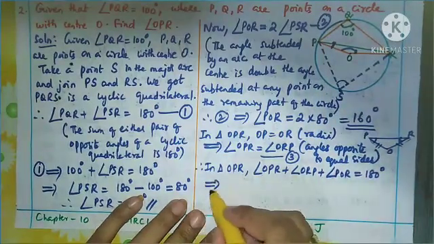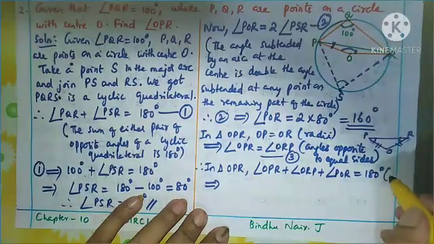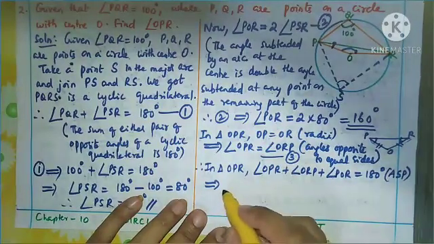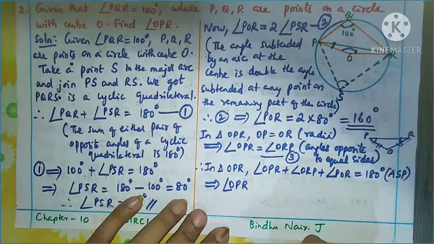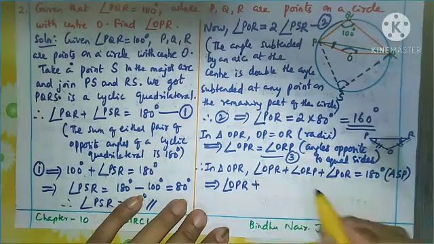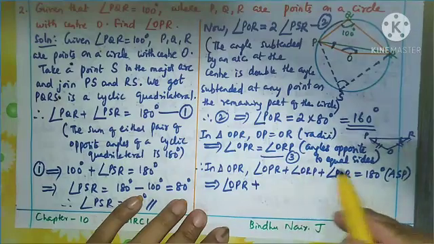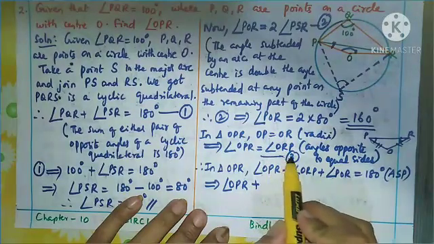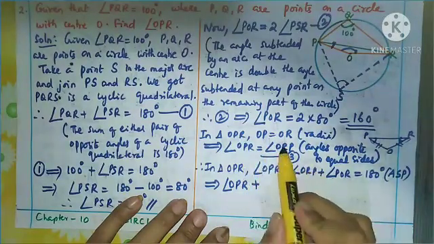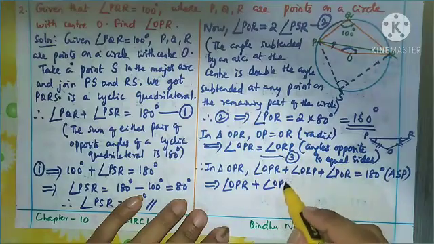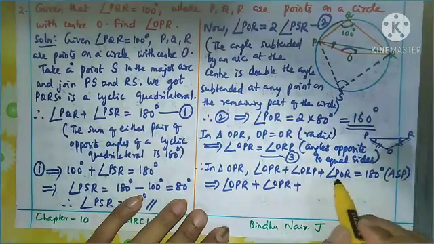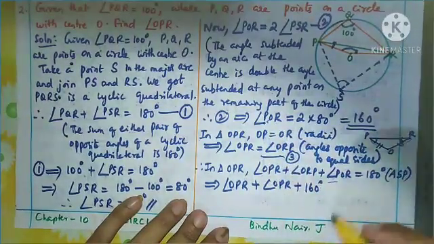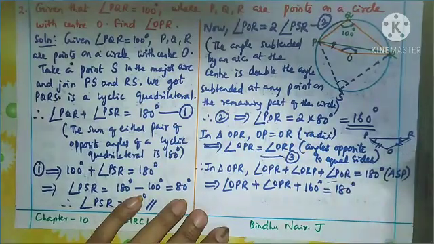So by the angle sum property, angle OPR plus angle ORP plus angle POR equals 180 degrees. In the previous step, ORP is equal to OPR. So using 3, instead of ORP we can write OPR again. So OPR plus OPR plus POR. POR is equal to 160 degrees. That is equal to 180 degrees.